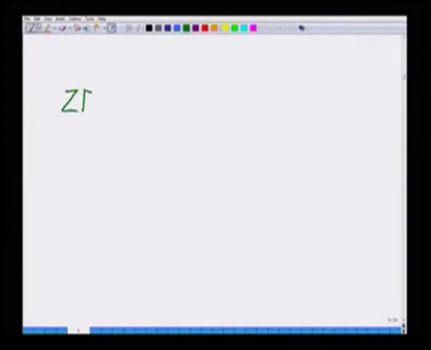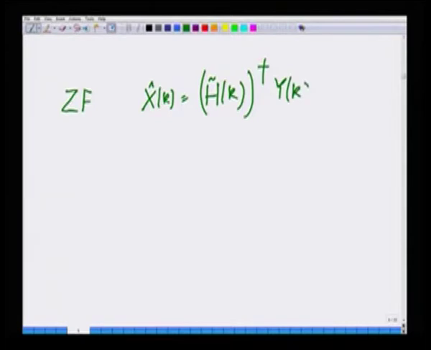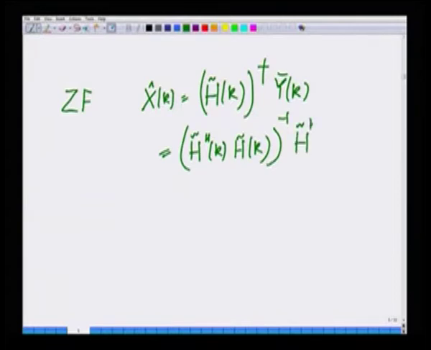If you were to look at zero forcing, we say x hat k across the kth subcarrier is nothing but h tilde k pseudo inverse times y bar k, and this is nothing but h tilde Hermitian k h tilde k inverse h tilde Hermitian k into y bar of k, where k is the kth subcarrier.